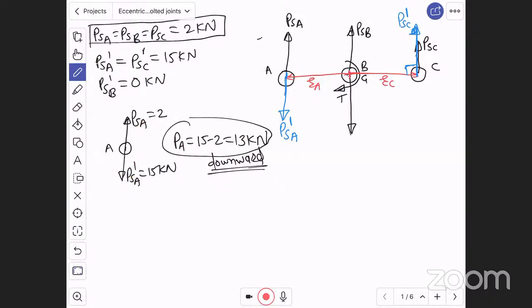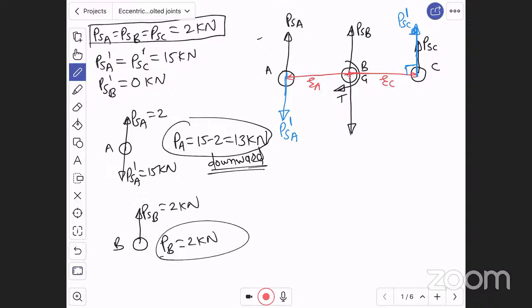Again, if I want to find the resultant load on bolt B, there is only PSB in the upward direction, which is 2 kilonewton. PSB dash is 0. Therefore, the resultant load on B is nothing but 2 kilonewton. Again, look at bolt C. On bolt C, PSC and PSC dash are going in the upward direction. PSC is 2 kilonewton, the primary shear load on bolt C, and PSC dash, the secondary shear load on bolt C, is 15 kilonewton. Both are going upward.